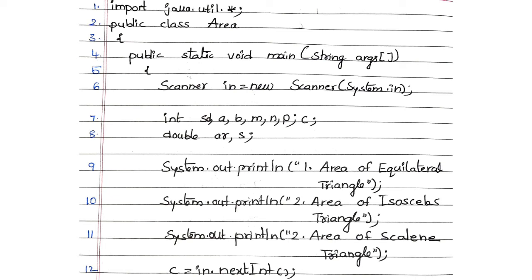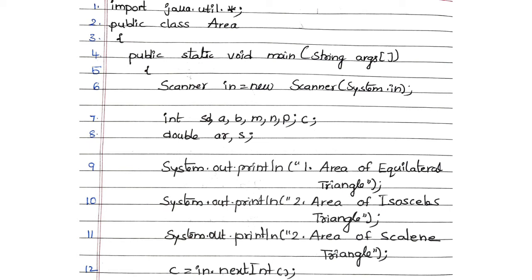And the seventh and eighth statements are the declaration part. Here I am declaring the variables which we are using in the program, and also what we declared in the variable description. Here SD, A, B, M, P, N, C are declared under integer type data, and AR, S are declared under double type data.